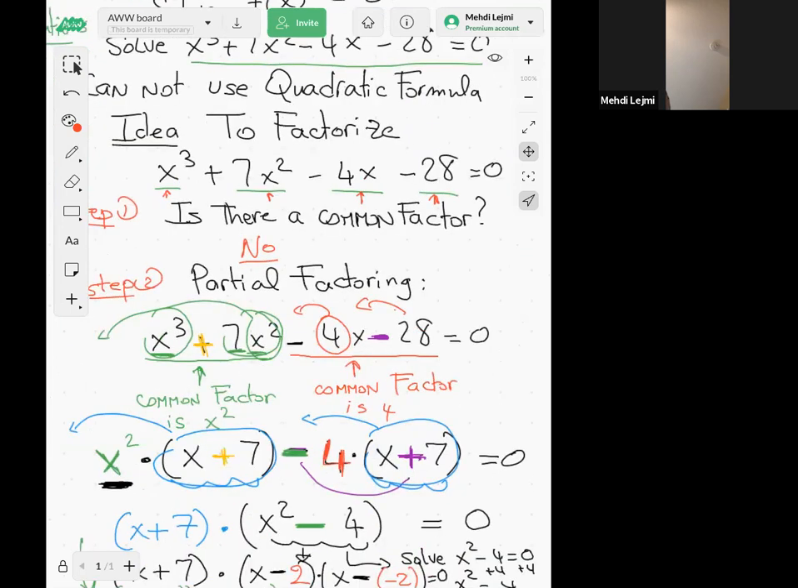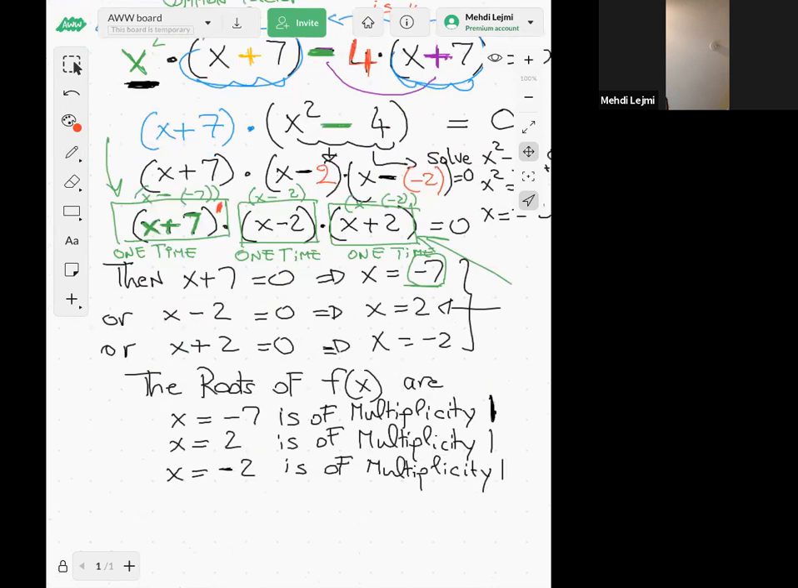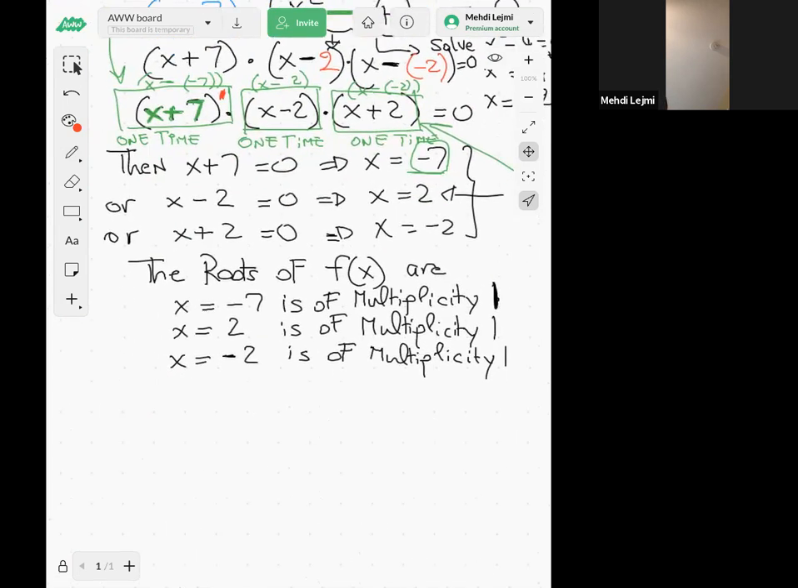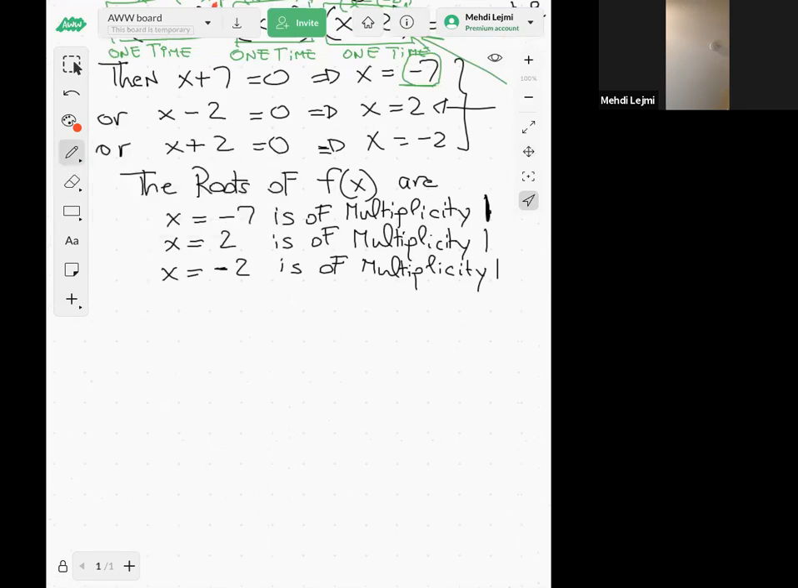So okay, here's an exercise, guys. You have to find the roots and the multiplicity of the roots. So find the roots. Again, the roots are just solutions of f of x equal to 0. So find the roots and their multiplicities.